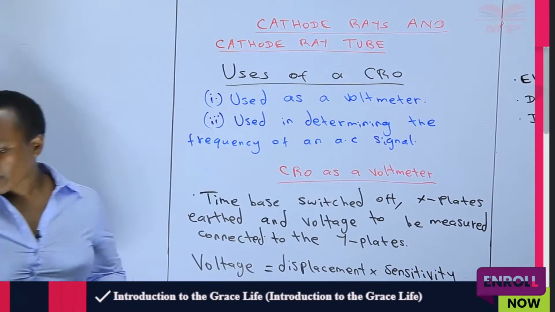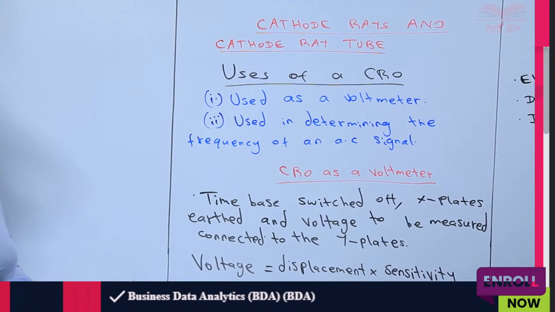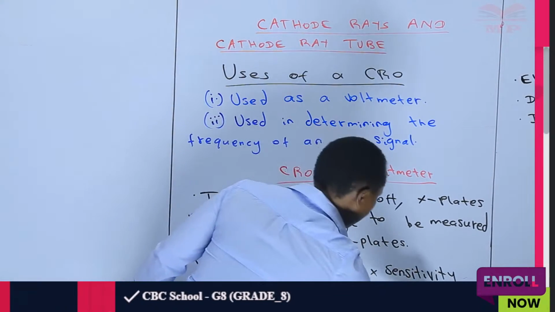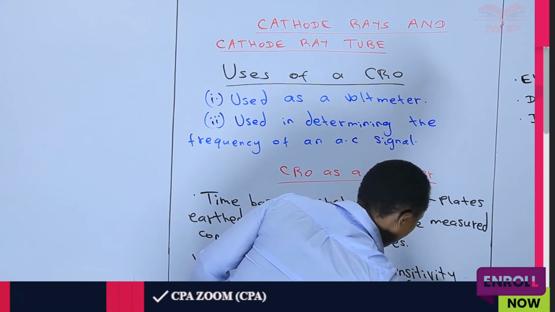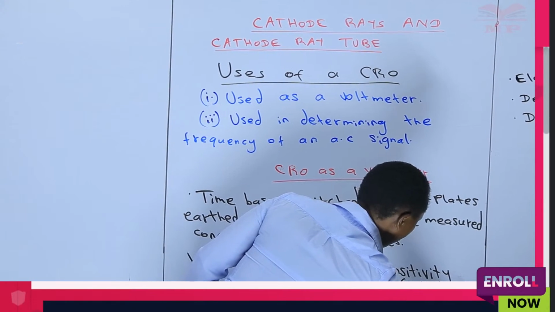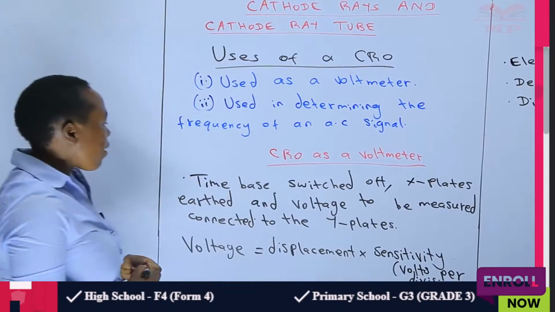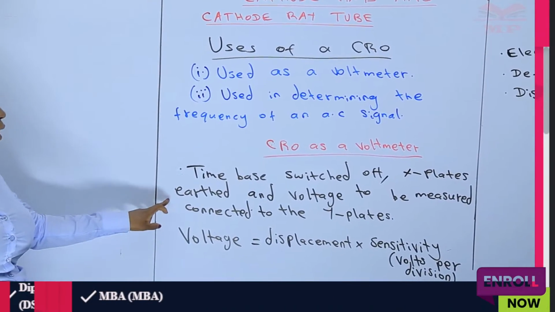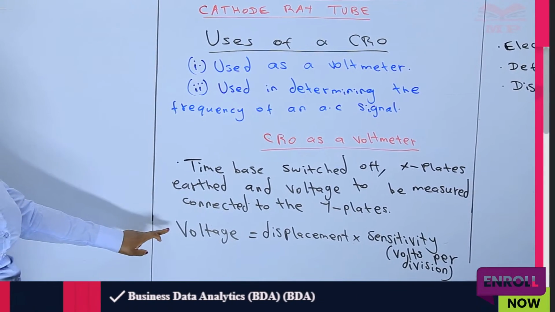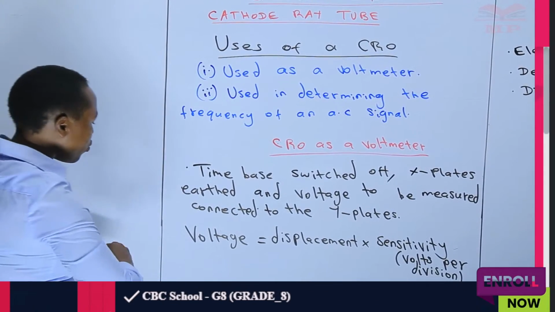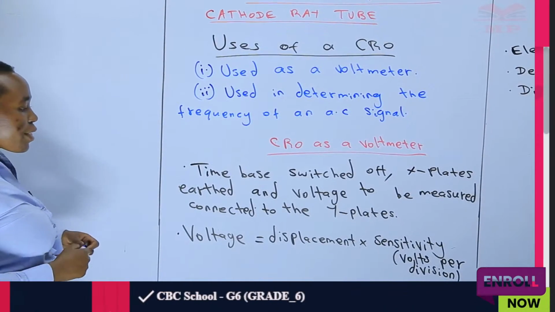And in the sensitivity, that is simply the volts per division. So when we have the time base switched off, the X plates earthed, and the voltage to be measured connected to the Y plates, then we can calculate the voltage as displacement.